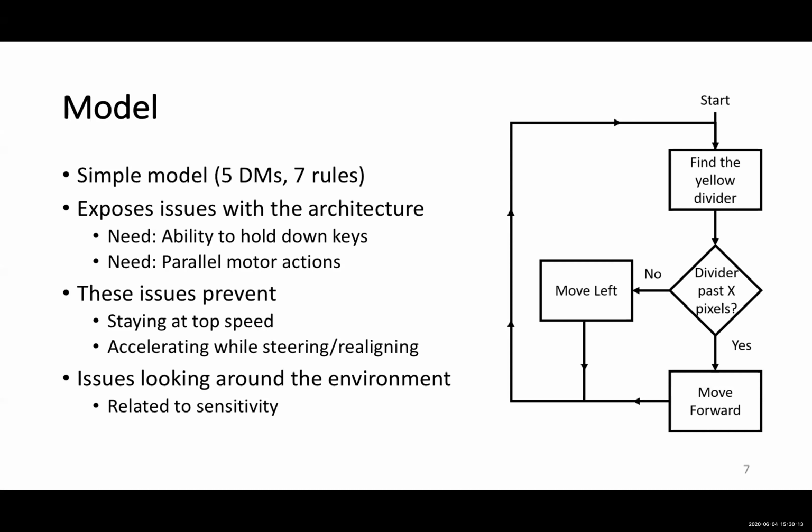In ACT-R, when you go to move the mouse, you need a visual target to move to. So we'll find the dividing line, hand that to the motor module and say, move to this visual location.